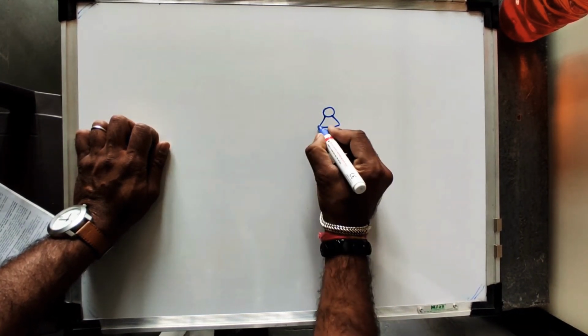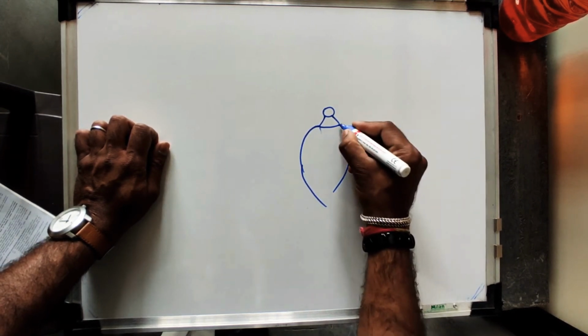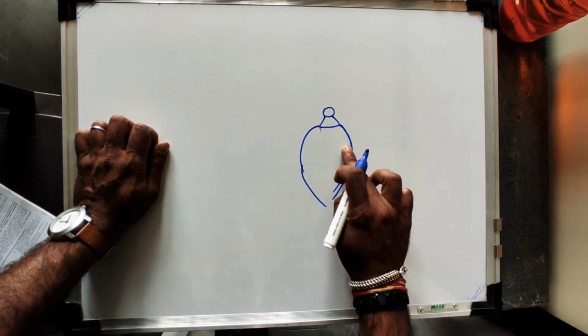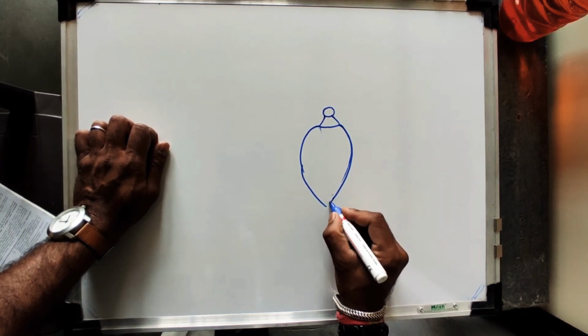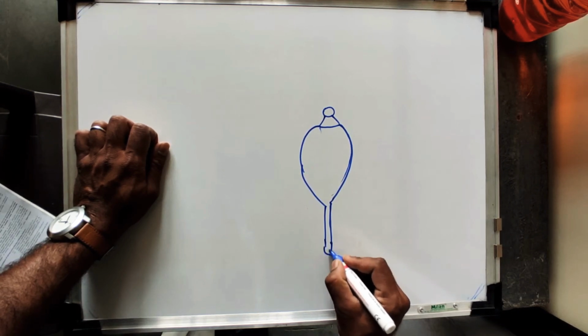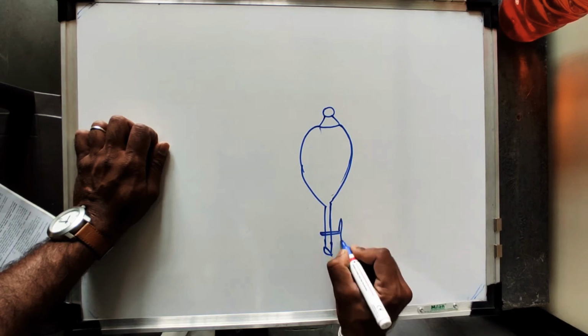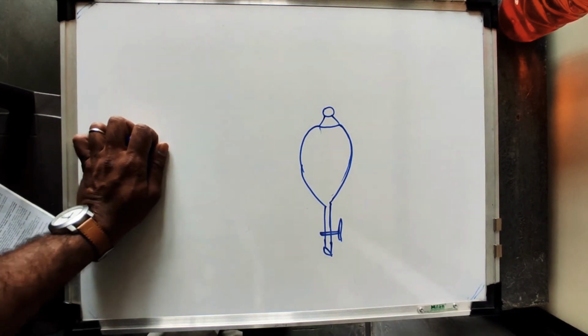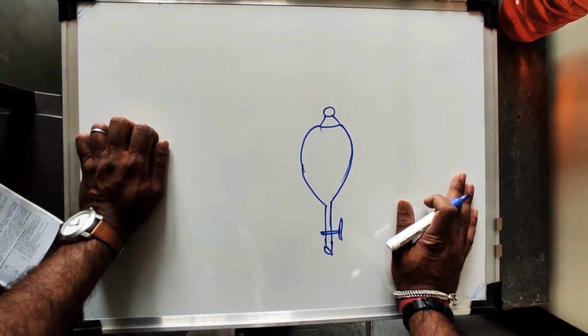right? This separatory funnel has such a kind of shape, right? This is the outlet, okay, and here is a cock for on and off purpose, right? This is the typical diagram for the solvent extraction technique.